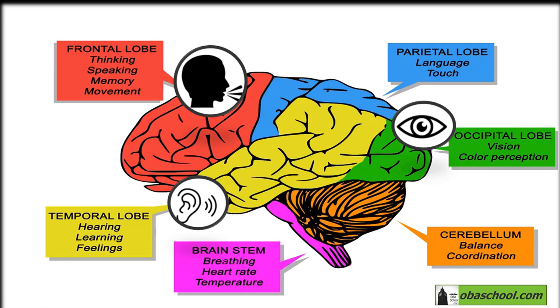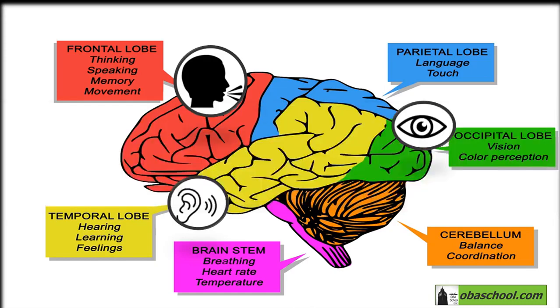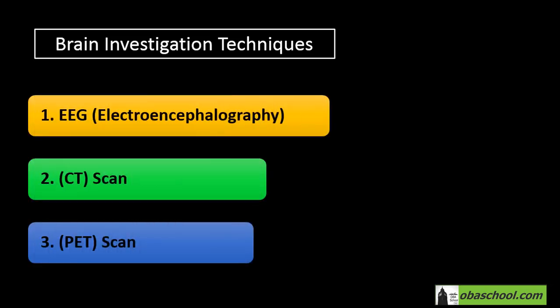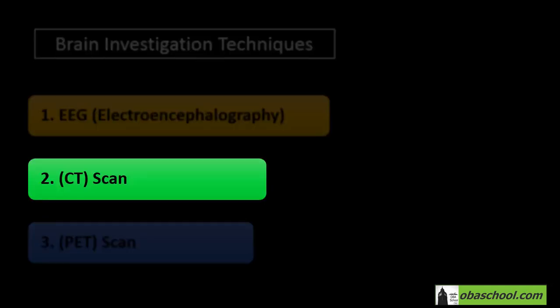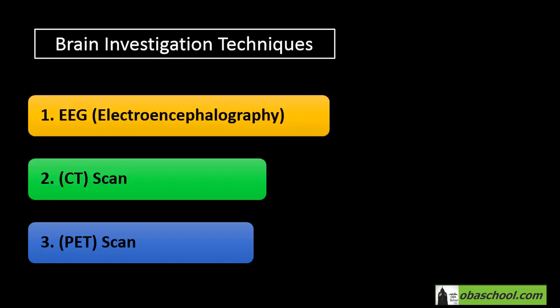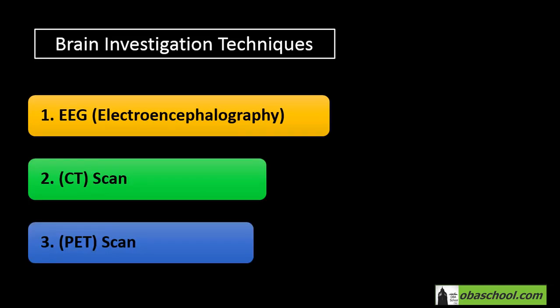But how do we know all these? Have you guys ever asked yourselves, how did scientists locate the exact region of certain brain functions? The answer lies here by the following brain mapping techniques. Number 1, the EEG. Number 2, the CT scan. Number 3, the PET scan. I just want you guys to know that in this tutorial, we will only focus on the first brain mapping technique, which is the EEG.